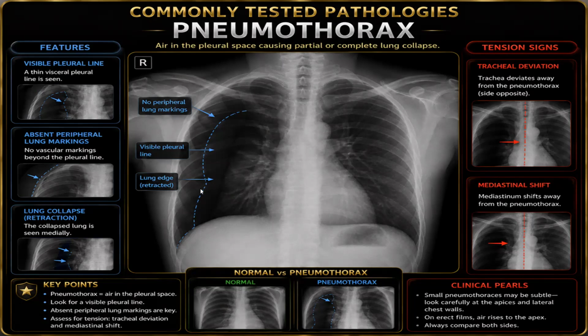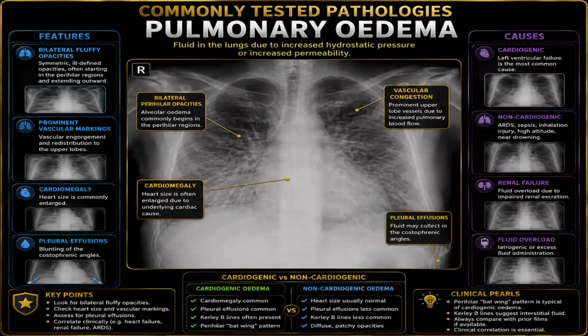In this X-ray, you want to check for any abnormality in the lung field. Here you can see the loss of the lung markings on the right lung. You can see the visible pleural line, and the lung is retracted towards the middle. So this is a very large pneumothorax.